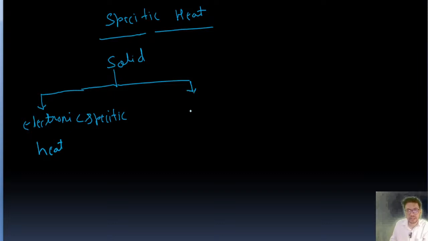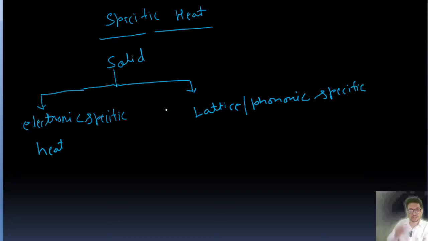And the second is the specific heat because of lattice vibration, the lattice or phononic specific heat. So there are two specific heats in a solid: one is electronic specific heat and the other is lattice or phononic specific heat. Electronic specific heat is because of free electrons in the material, and the lattice or phononic specific heat is due to lattice vibrations.